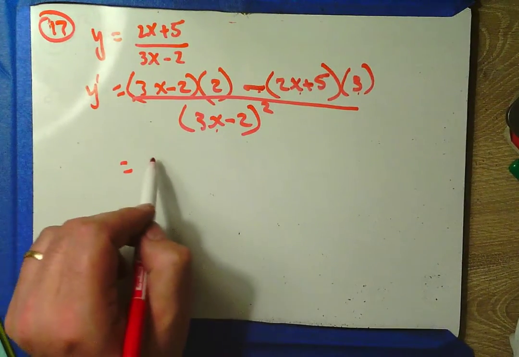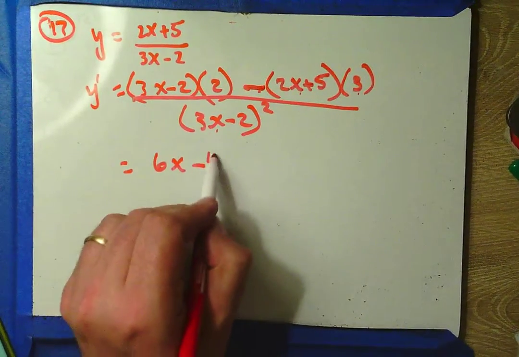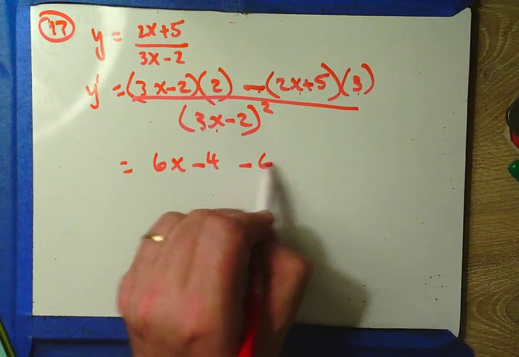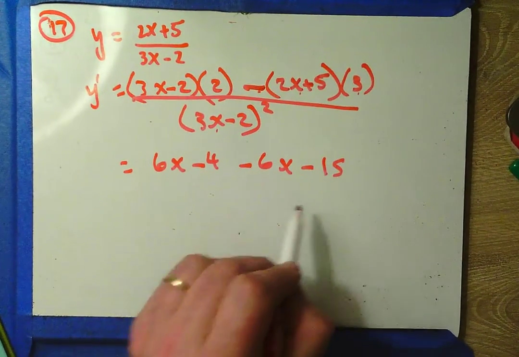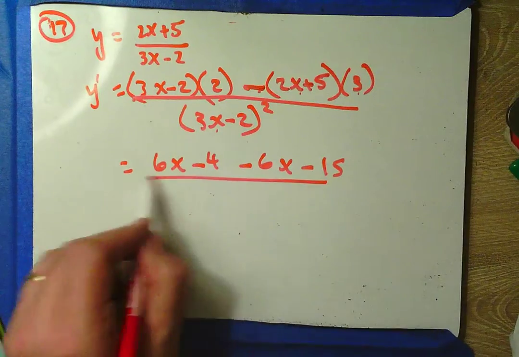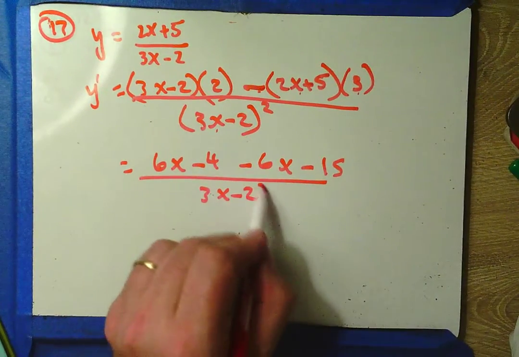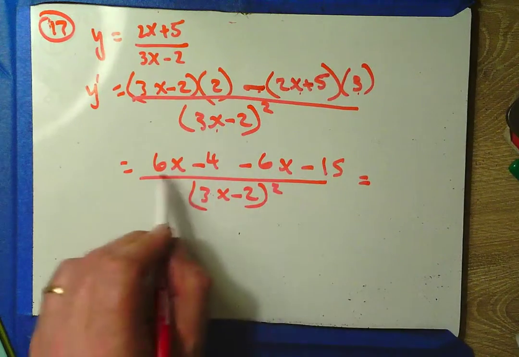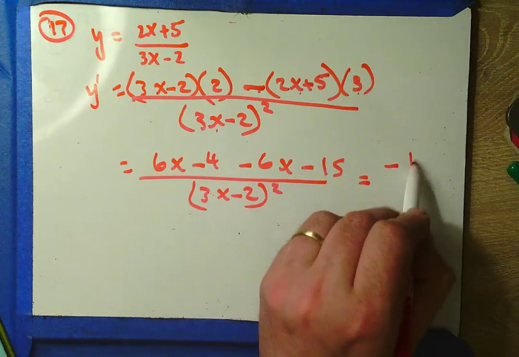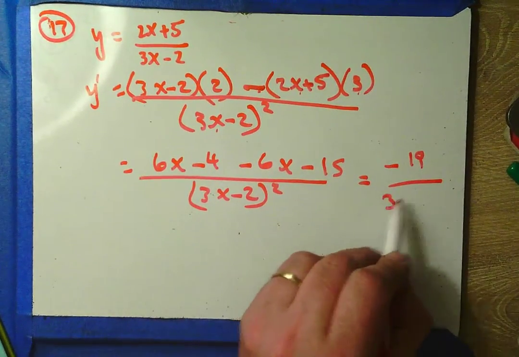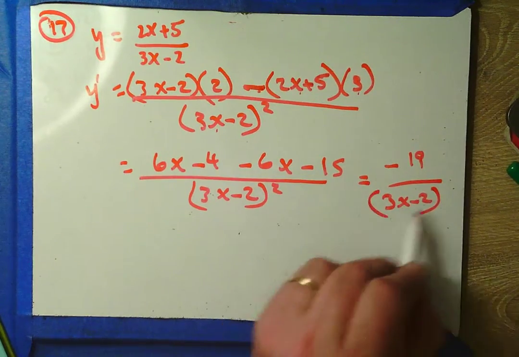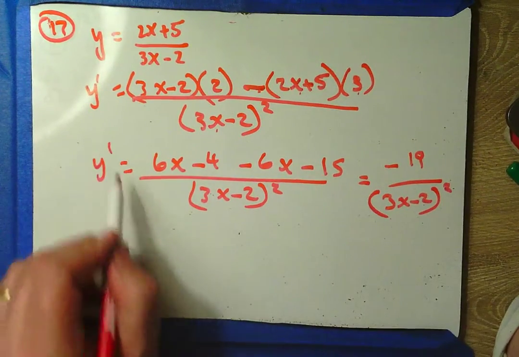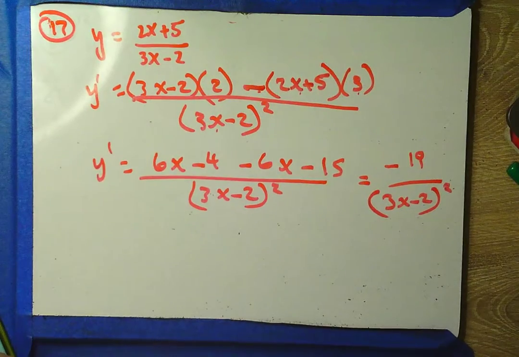And if we tidy this up, we'll have 6x minus 4 minus 6x minus 15 all over 3x minus 2 squared. These don't always cancel, so don't expect them to, but they do certainly here. 3x minus 2 to the second. There's our y prime, number 17. Okay, let's take a look at 23.